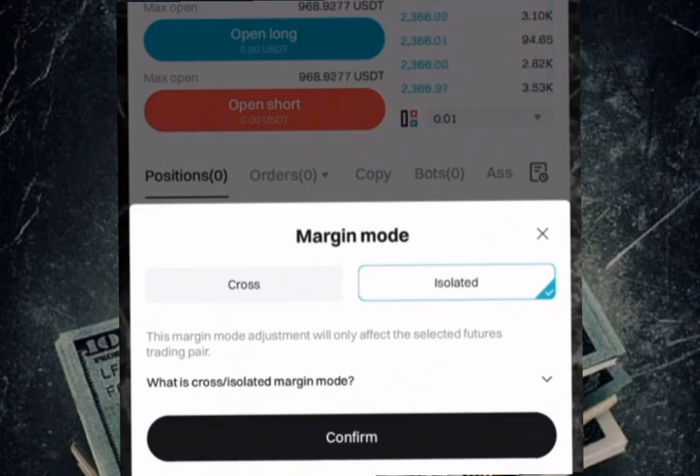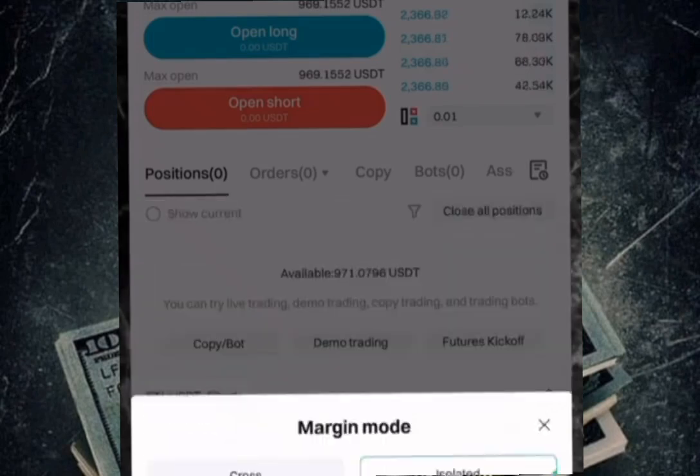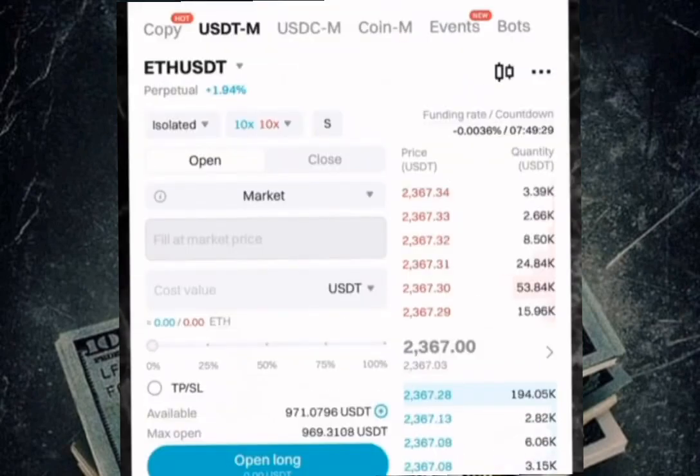So let's say you have $100 in your wallet and then you enter a trade with, let's say, $10 or $20. If you lose that trade, you know you're only losing that $10 or that $20. The remaining money in your wallet will be safe. So make sure you are using isolated margin as a beginner. If you're a professional trader, I'm very sure you know your way around cross margin and isolated margin. So I hope you understand this part. For this video, I'll be using isolated margin. Once you pick your margin, just click on confirm.